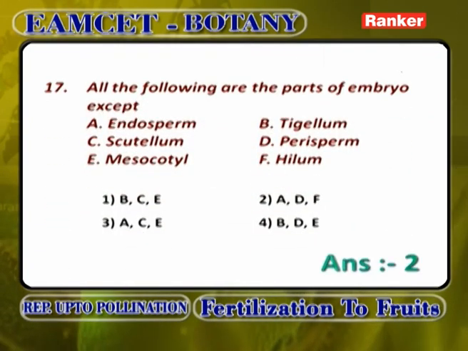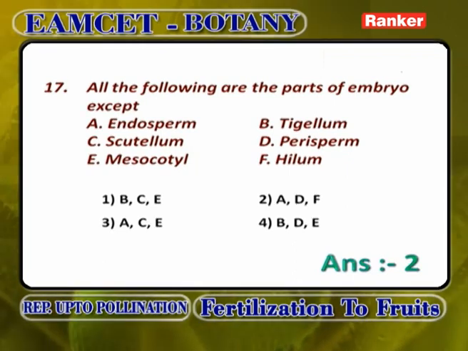Next, all the following are the parts of embryo except: endosperm, tigellum, scutellum, perisperm, mesocotyle, hilum. This is regarding the structure of dicot seed and monocot seed. Here answer is 2, A, D, F. Endosperm does not belong to embryo. Perisperm is the remnant of nucellus. Hilum is present on the seeds, whereas tigellum, scutellum, mesocotyle belong to embryo.